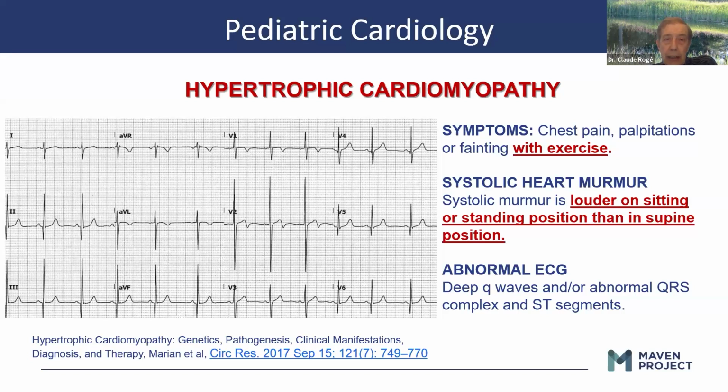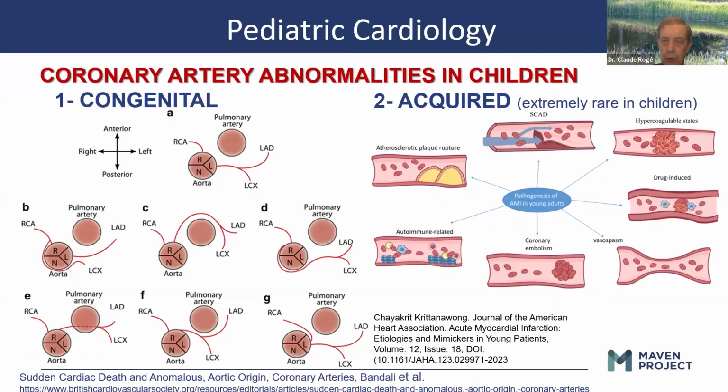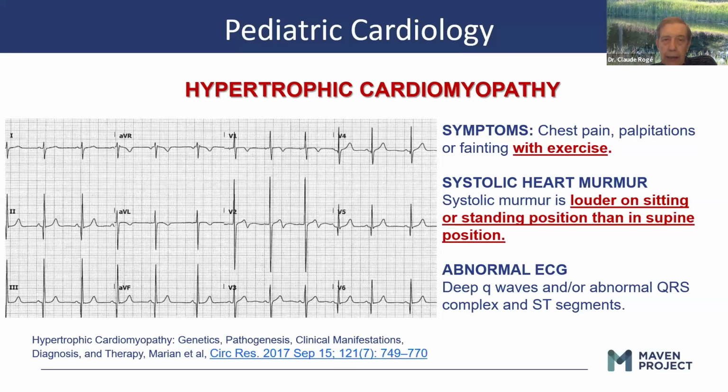And there you will see LVH, deep Q waves, abnormal QRS complex, ST segment abnormality. So if you have any of those things when you do a sports physical, the patient needs to be evaluated further, okay? You need to refer him. The next step is going to be an echocardiogram, and that will confirm the diagnosis.